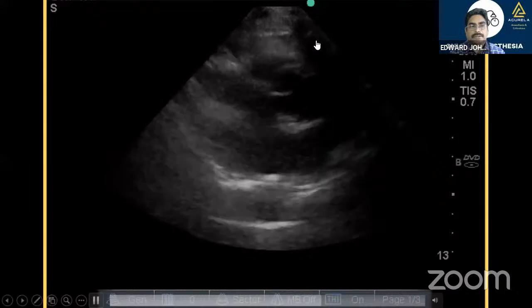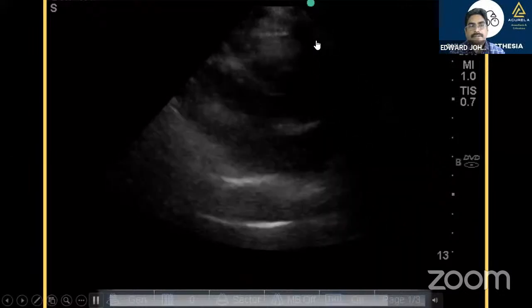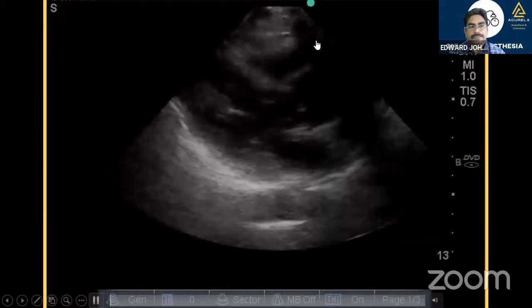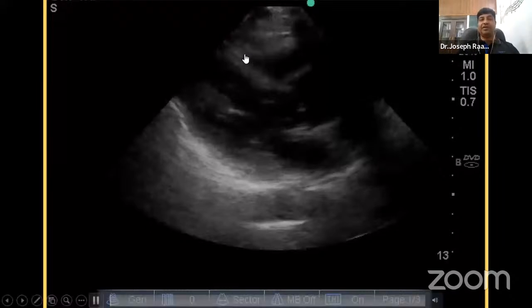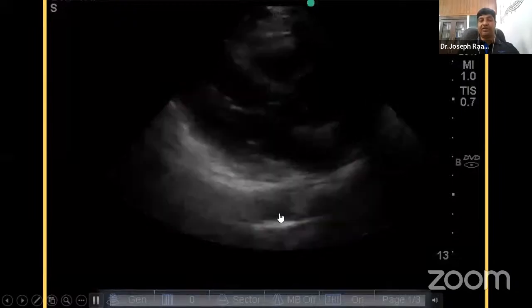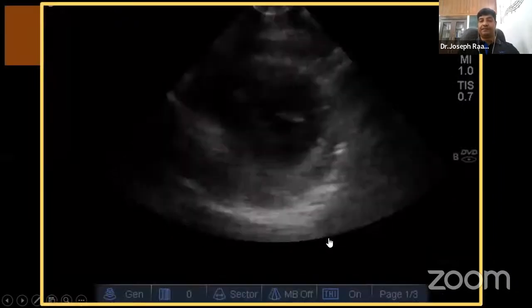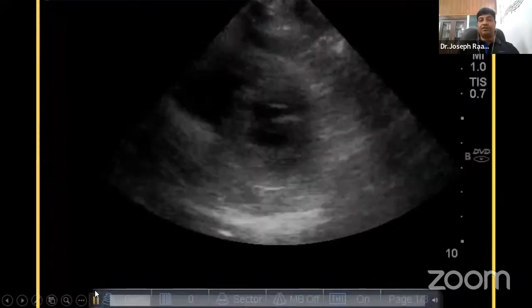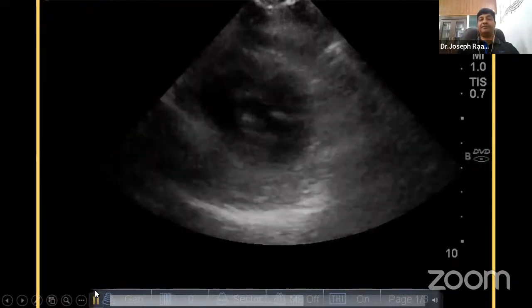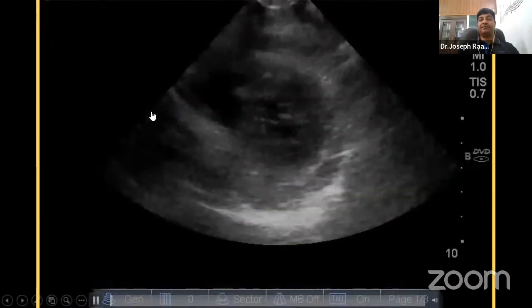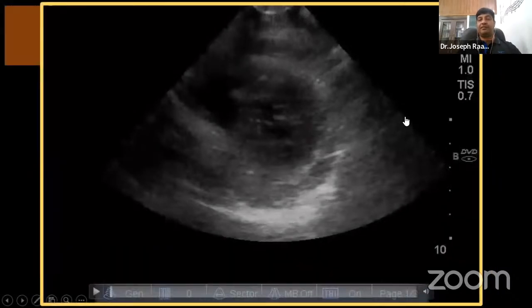So they say it's a PLAX view. Very good. It's a parasternal long axis view. Very good. Okay, we'll go to the same patient. We are going to the next. What is this view?